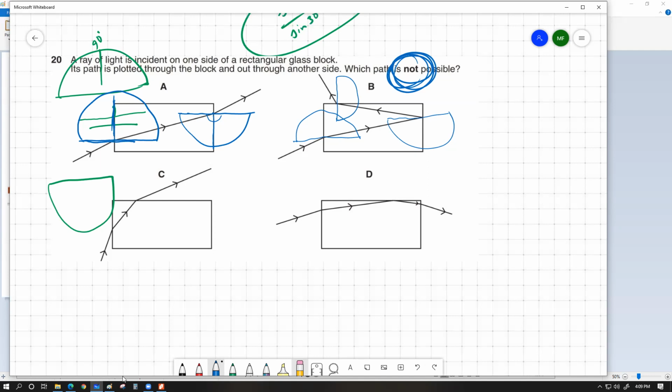Sir, D. Good. B is the correct response. B তে কোন সারফেসে ভুল হয়েছে বলতো?